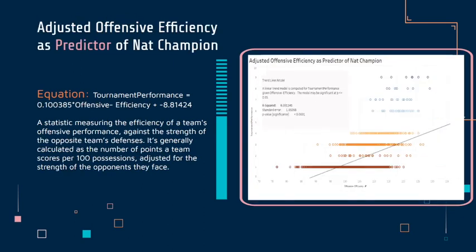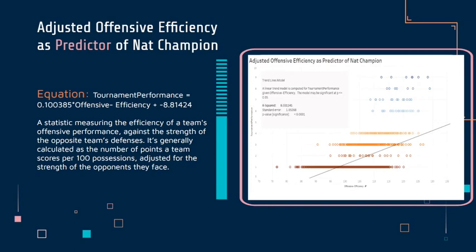Next, we have our adjusted offensive efficiency as a predictor of national champion. As you can see, the equation will be present throughout for the remainder of all of these factors that we analyzed. But what is adjusted offensive efficiency? It's a statistic that measures the efficiency of a team's offensive performance against the strength of the opposing team's defenses. It's calculated as the number of points the team scores in a given game or within a season per 100 possessions, adjusted for the strength of the opponents they face.